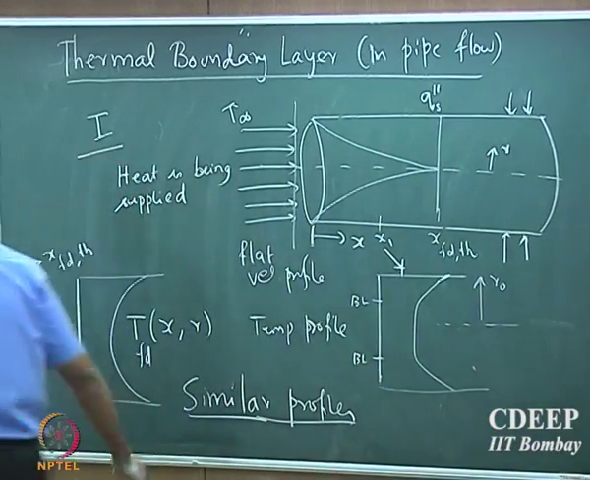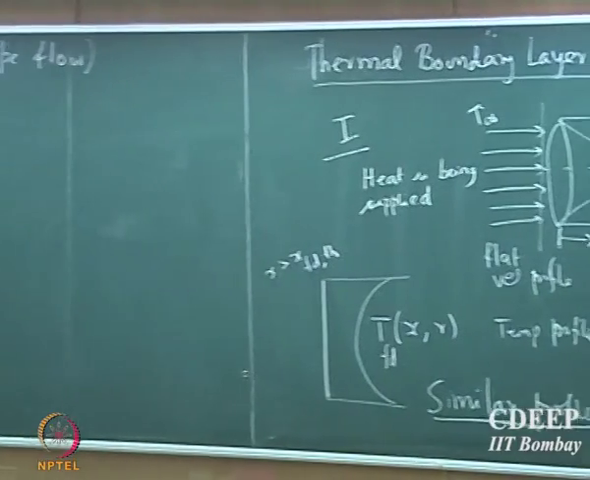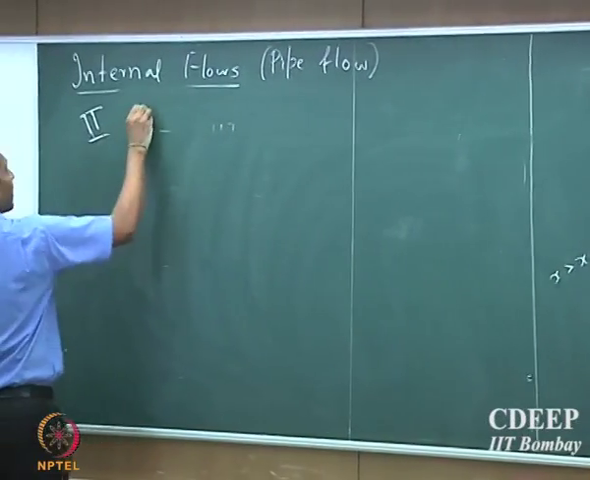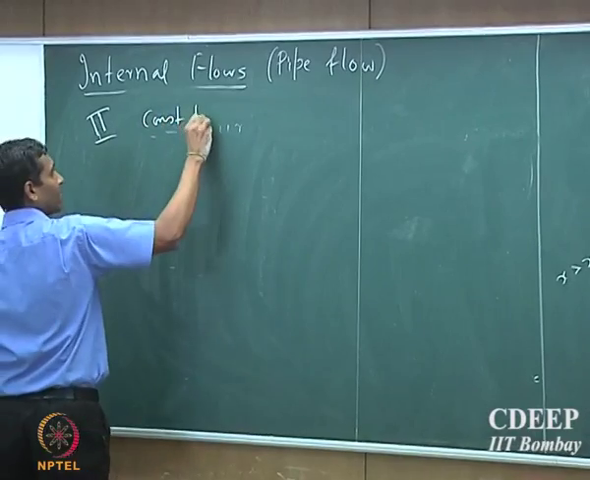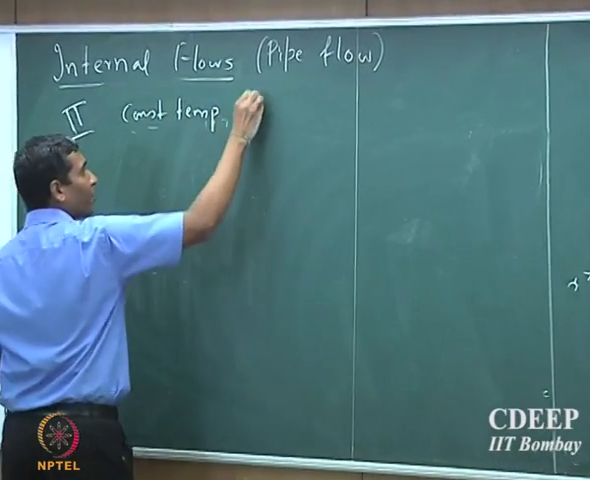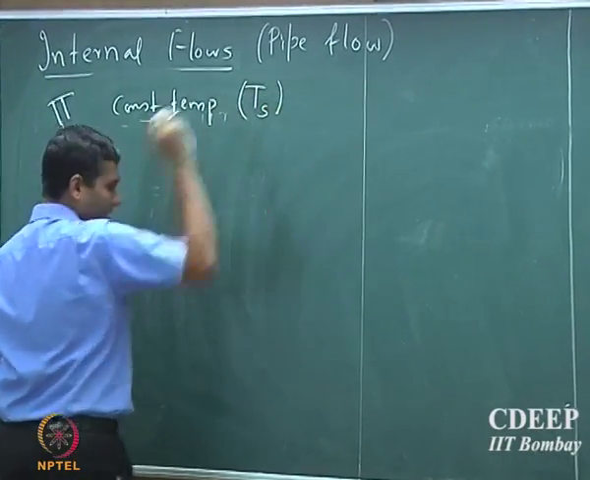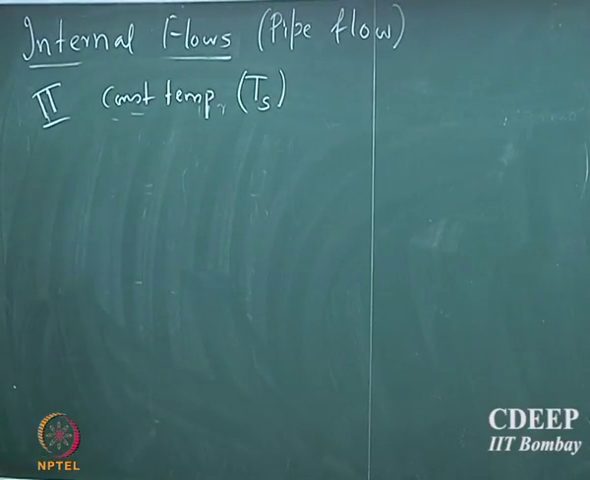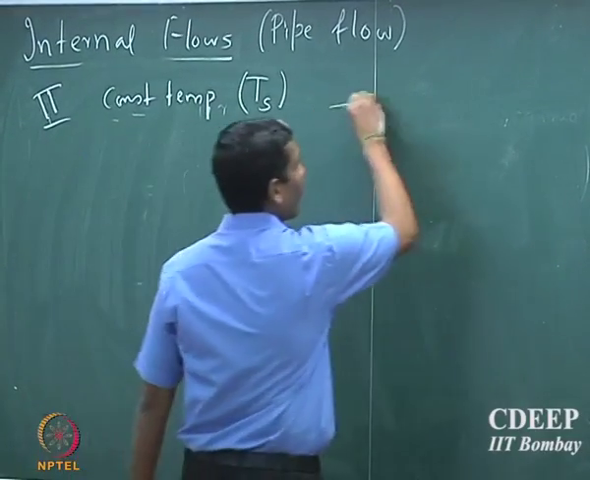Alright, so now once we know this, we can go to the next case where you have a constant temperature. So supposing I maintain the surface temperature at a certain constant value, okay. So now I have a tube here.